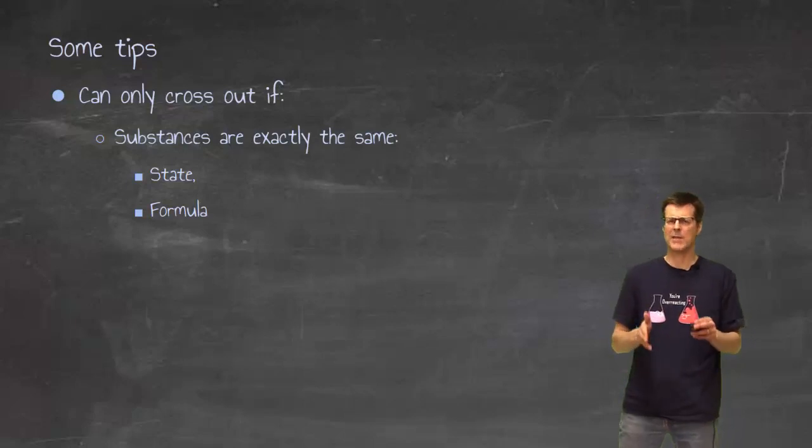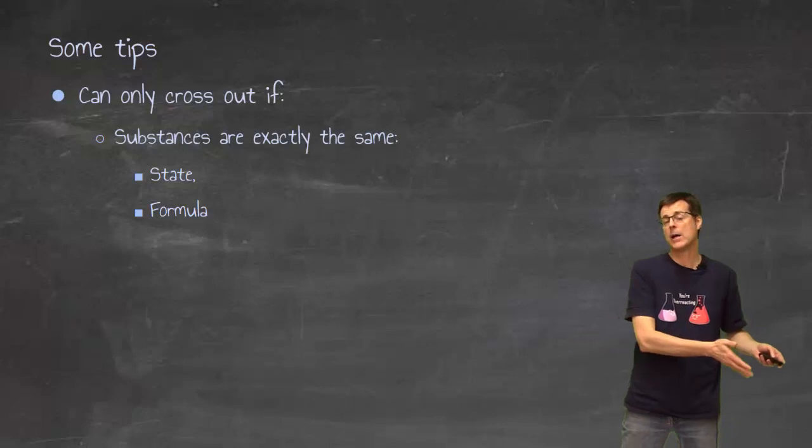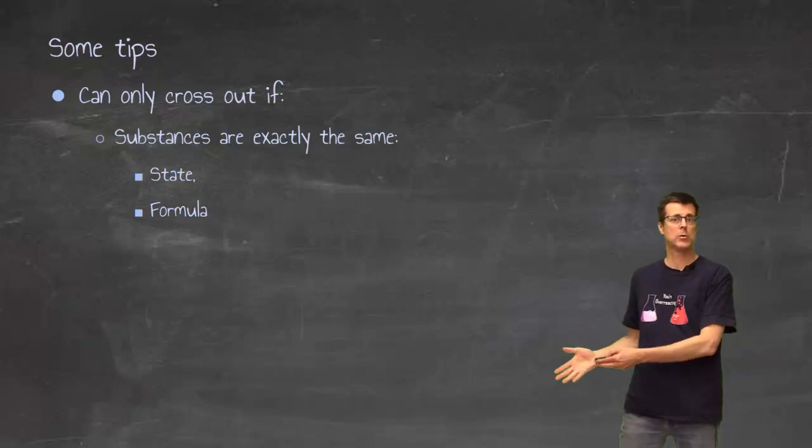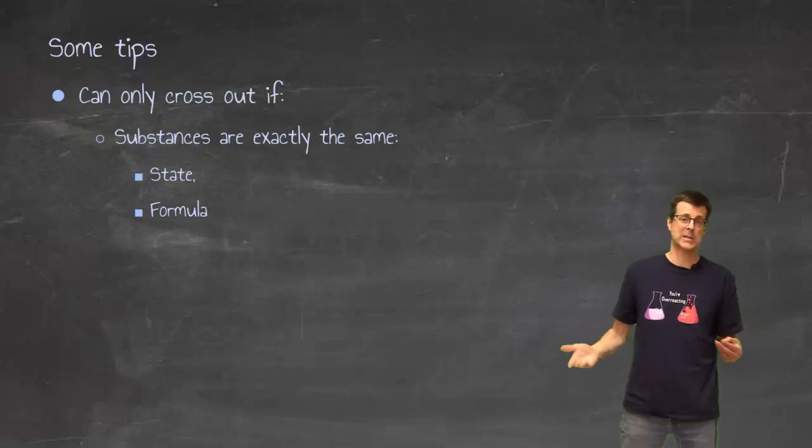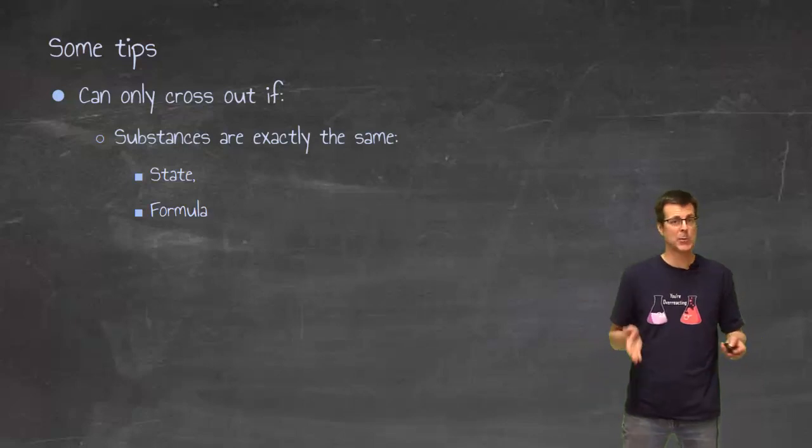They also have to have exactly the same formula. If you've got, I don't know, a calcium on one side and a calcium chloride on the other side, they're not exactly the same. So you cannot cancel out parts of one without canceling out everything.